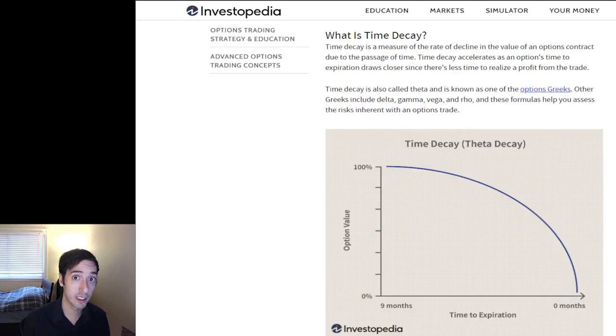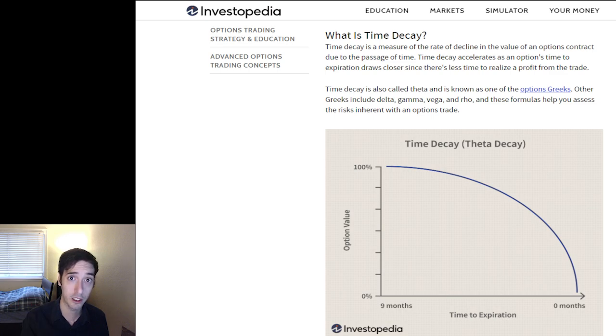One of the key differences between stocks and options contracts is that there is something called time decay, and this is very important. Time decay is a measure of the rate of decline in the value of the options contract due to the passage of time. Time decay accelerates as an option's time to expiration draws closer, since there's less time to realize a profit from the trade. It is also known as Theta, which is one of the option Greeks.